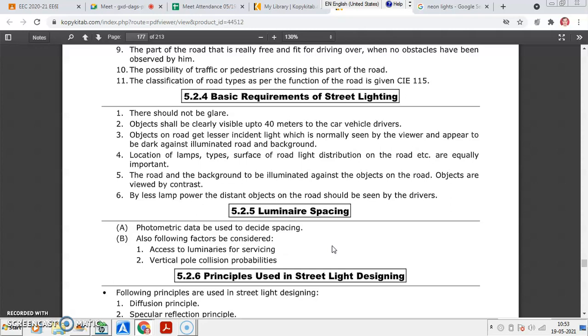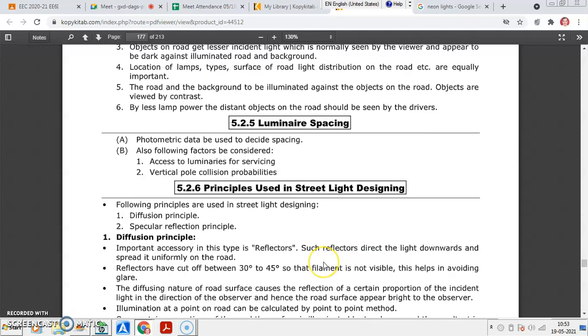Then luminary spacing. The photometric data that is available defines the spacing, and also provides spoiling factors that are to be considered while spacing. Access to the luminaries for servicing, and pole collision possibilities. So accordingly, you should decide that there should not be a glare. So again, I told you there is a 9-point method for calculation of the luminaries.